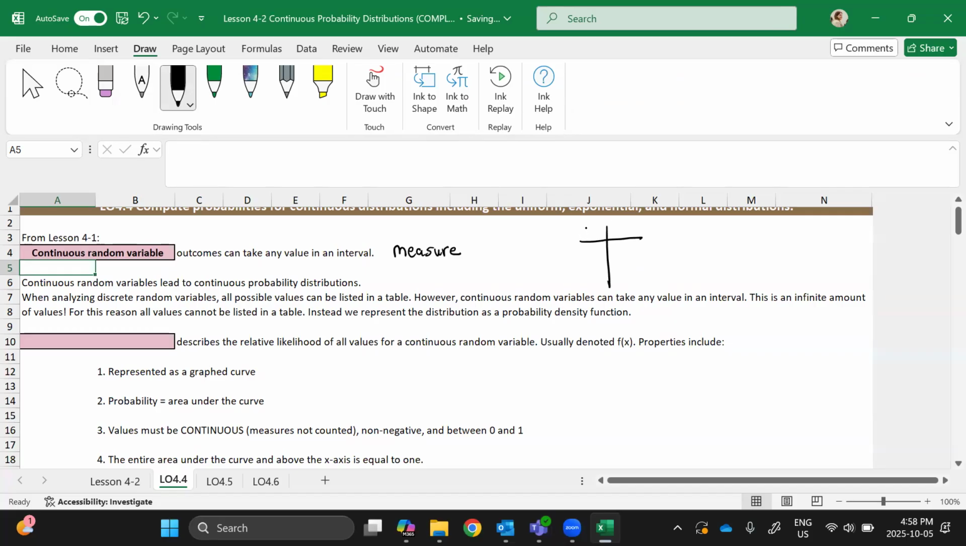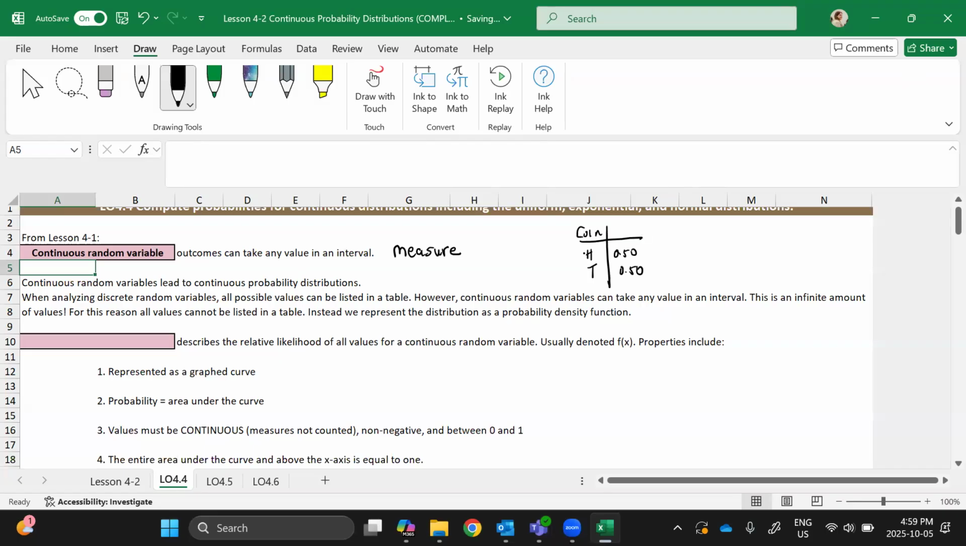For example, when we talked about flipping a coin, the possible outcomes were heads and tails, and we know they had a 50-50 chance. We can't build this for a continuous random variable, because if you're measuring something continuous like weight or height, people could have any decimal number as a measurement. This leads to an infinite amount of values that can't be listed in a table.